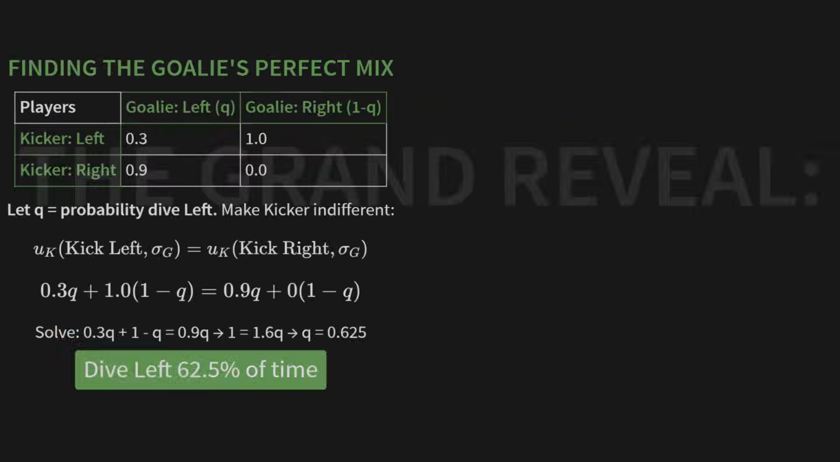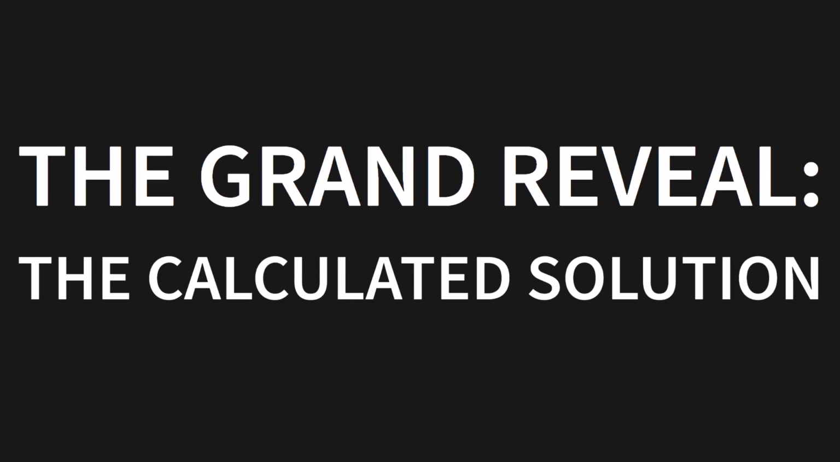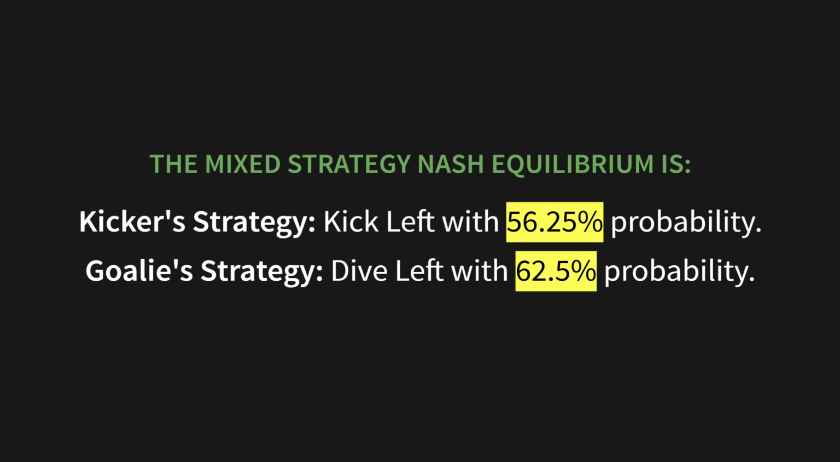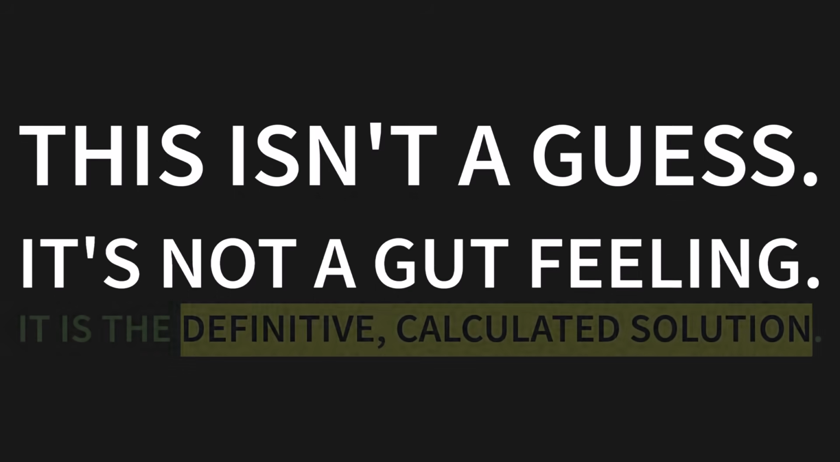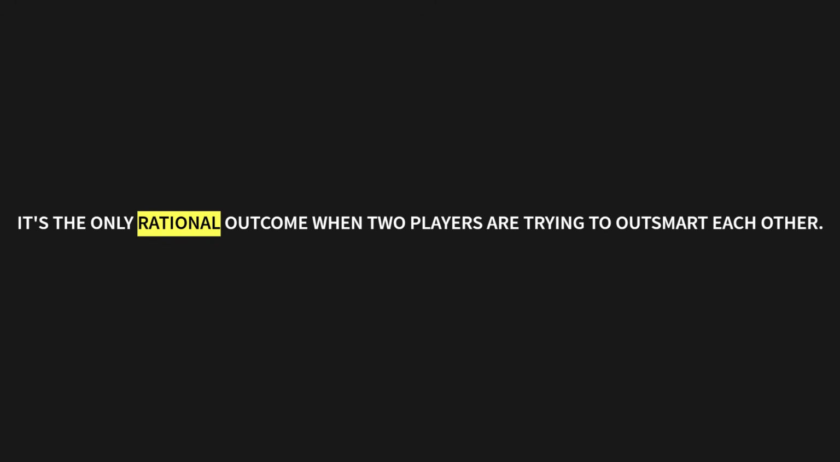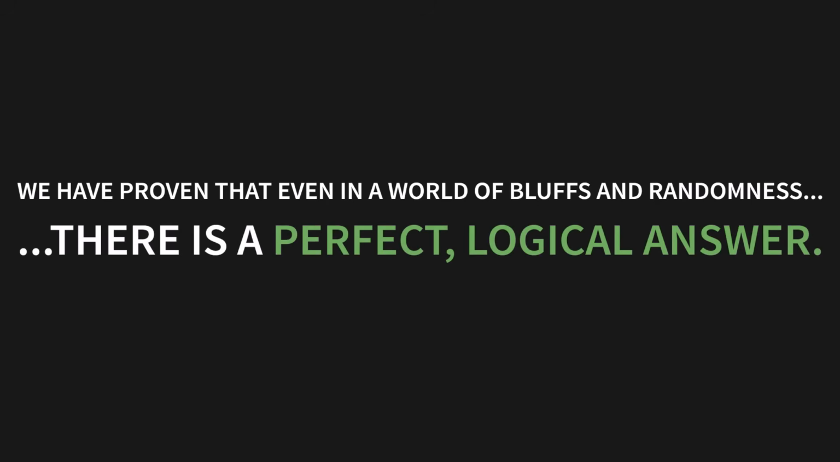And now, the grand reveal, the calculated solution. The mixed strategy Nash Equilibrium is: the kicker kicks left with 56.25% probability, and the goalie dives left with 62.5% probability. This isn't a guess, it's not a gut feeling, it is the definitive, calculated solution. It's the only rational outcome when two players are trying to outsmart each other. We have proven that even in a world of bluffs and randomness, there is a perfect, logical answer. You've just calculated the most advanced solution in basic game theory.